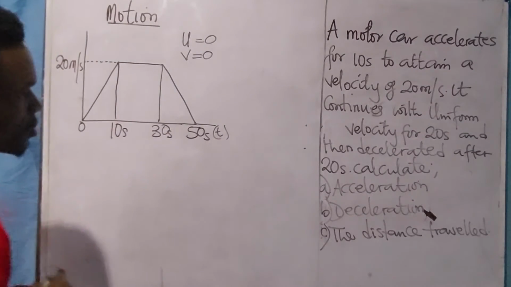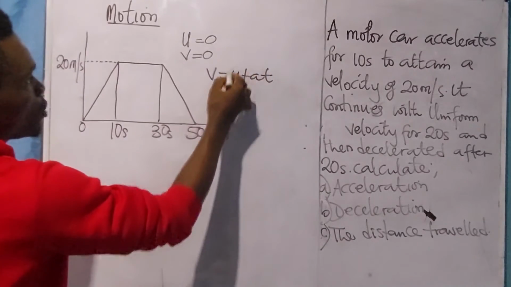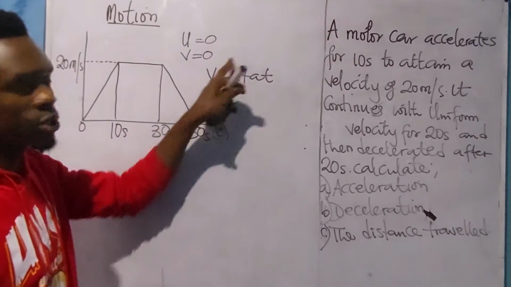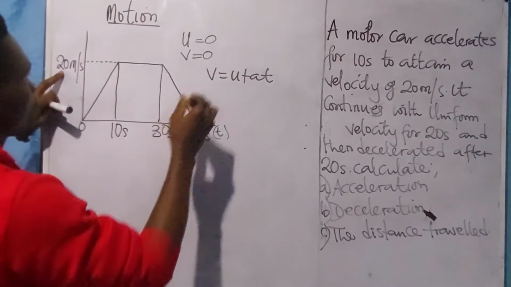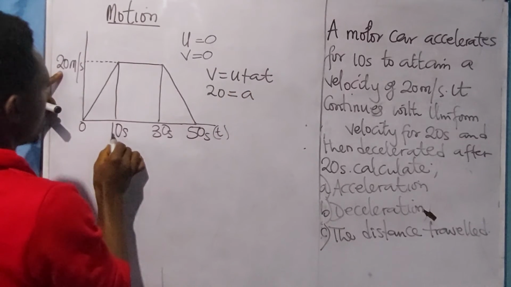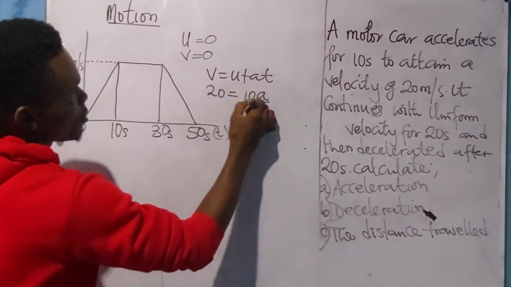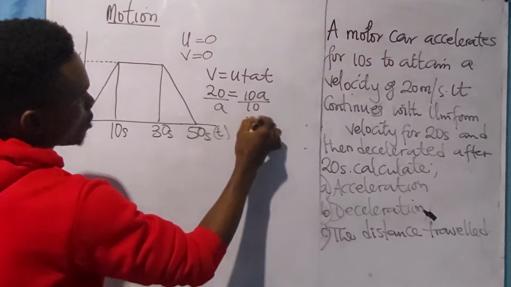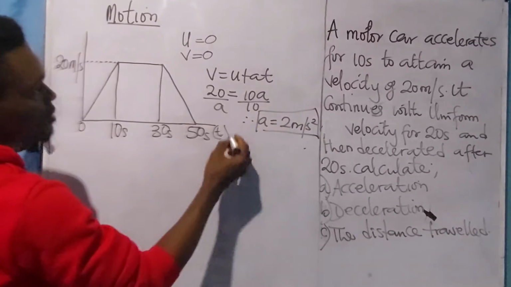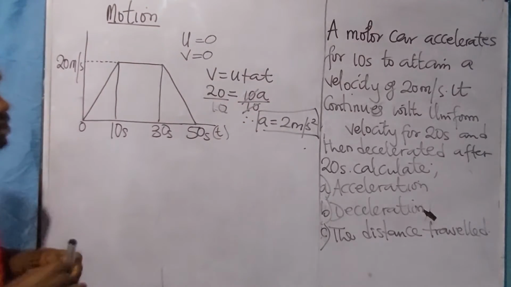Now we have to calculate the acceleration, which means that if I have v equals u plus at, the u is not to be considered, because since it starts from rest, it means that u is 0. So there's no need to write that 0. Meanwhile, velocity is 20. The acceleration is what we are looking for, and the time is 10 minus 0, which is 10. It becomes 10a. Divide both sides by 10. Therefore, a is equal to 2 meters per second squared. You must put the unit. It is very important. So the acceleration is 2 meters per second squared.